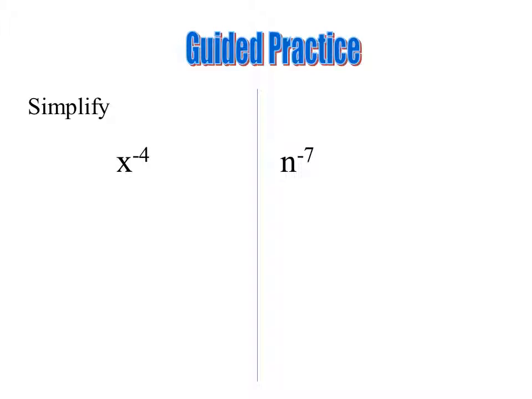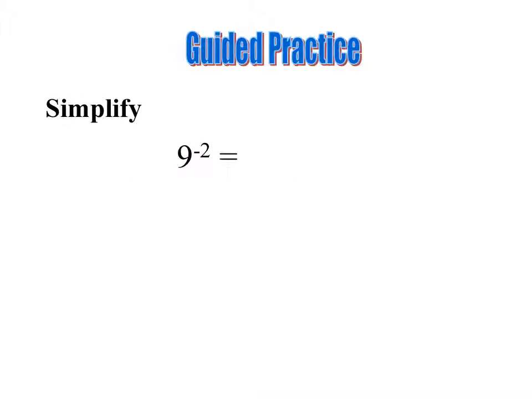So let's simplify these. If I have x to the negative fourth, I'm going to change that to a fraction. I'm going to get 1 over x to the fourth. And if I have n to the negative 7, I'm going to change that to a fraction. Let's do another one. 9 to the negative second. Well, that really means 1 over 9 to the second power, which means 1 over 81.